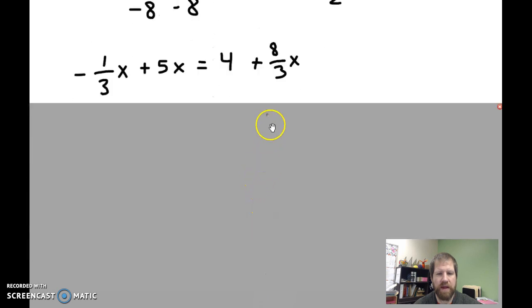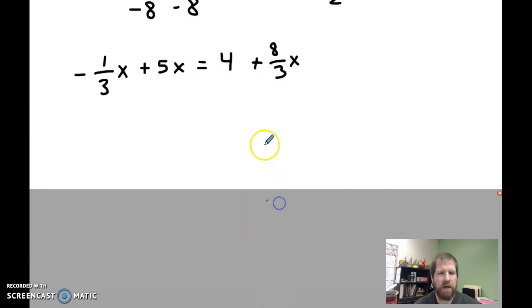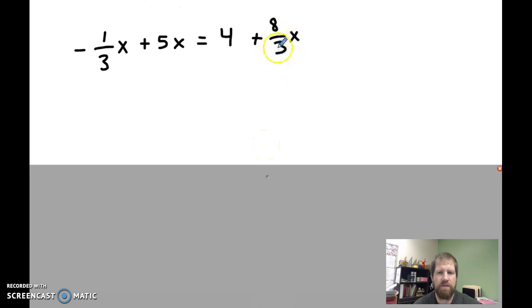Alright, last example for this video. Now we've got some fractions again. And we are going to do the same thing we did last lesson. When we have fractions, we're going to look at them. We're going to say, okay, what are my denominators? Well, my least common denominator is going to be 3 because I have two terms that have 3 in the denominator. I'm going to multiply everything by 3.